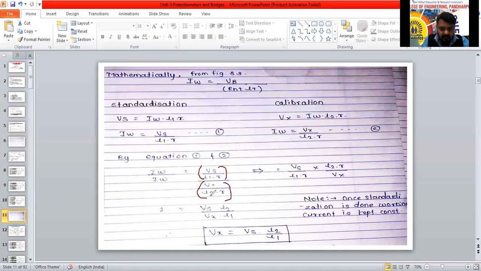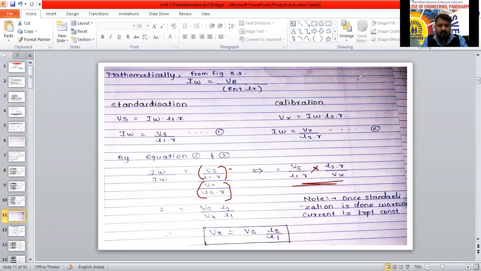So in this equation, I will send this L2 into R up and it will multiply. L2R. Vs by L1R I will write as it is. But this L2 into R will multiply and be divided by Vx. I can write like this.